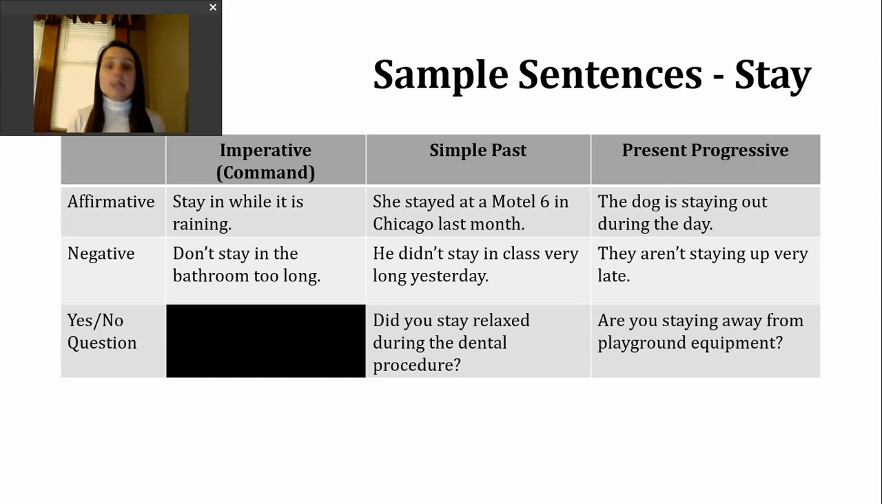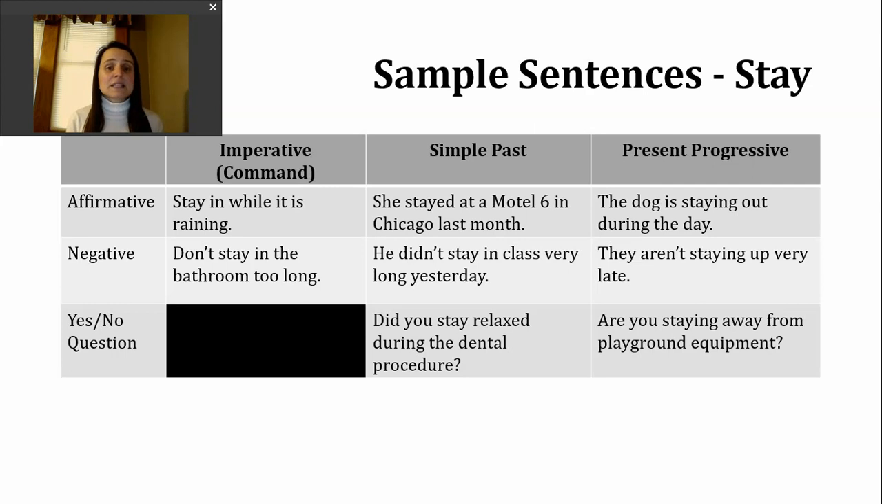Let's look now at the simple past tense. With simple past tense, we're thinking about actions that were completed at a definite time in the past. Let's look at an affirmative example. She stayed at a Motel 6 in Chicago last month. So there we have a specific place. We're using our phrasal verb stay at, and we have that definite time in the past.